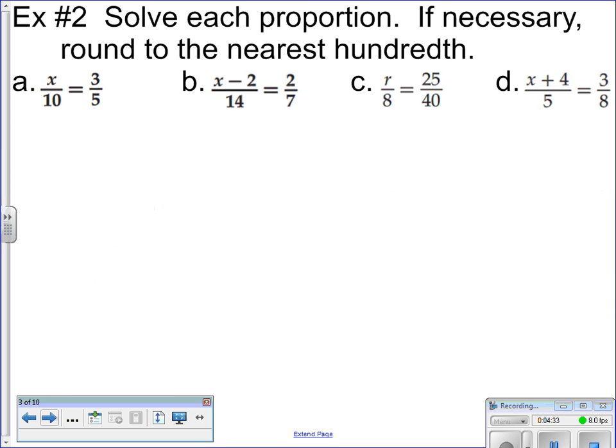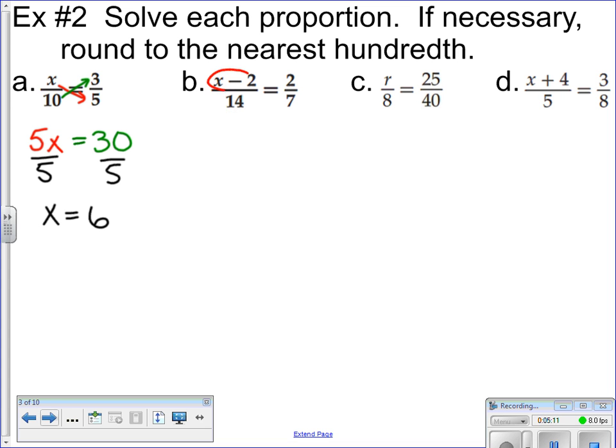Okay, so here's the ones I was talking to you before about where you can solve for x. So I'll do the first one again. So we want to cross multiply. 5 times x, 5x. 10 times 3 is 30. Divide by 5. x equals 6. And that's all you do. Now I'll start the second one, but then you need to finish it.